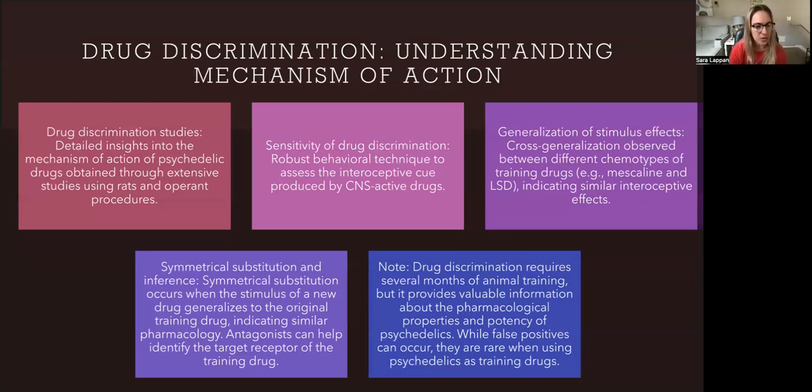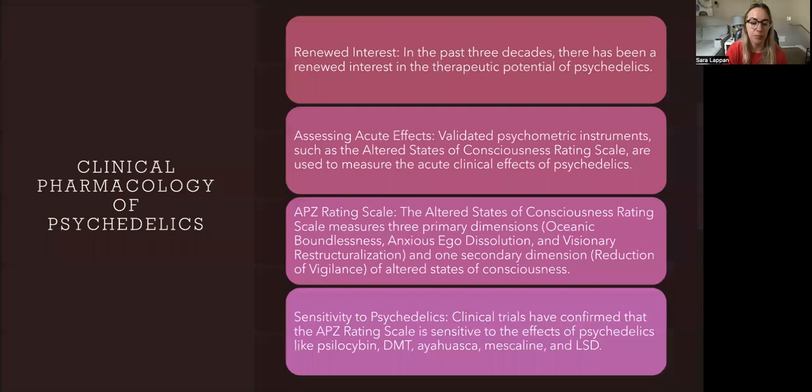Symmetrical substitution occurs when the stimulus of a new drug generalizes to the original training drug, indicating similar pharmacology. So that's also another way to understand pharmacology. Antagonists can help to identify the target receptor of the training drug. Remember, antagonists stop the firing of or the reuptake of certain neurotransmitters. So when you put in an antagonist and understand where that antagonist is acting, then that also lets you know where the mechanism of action is.